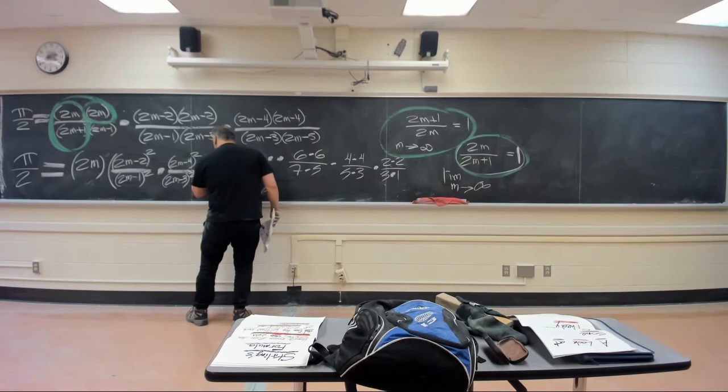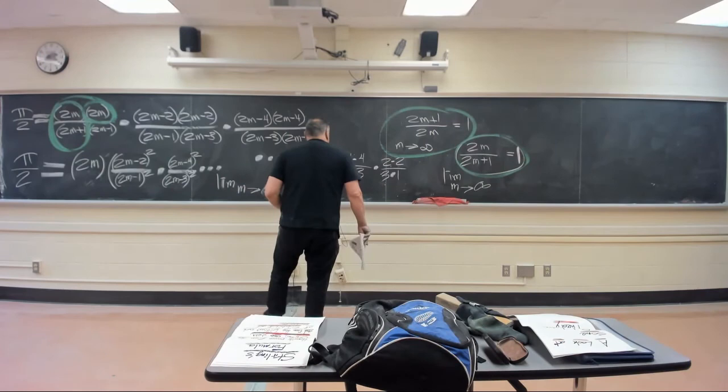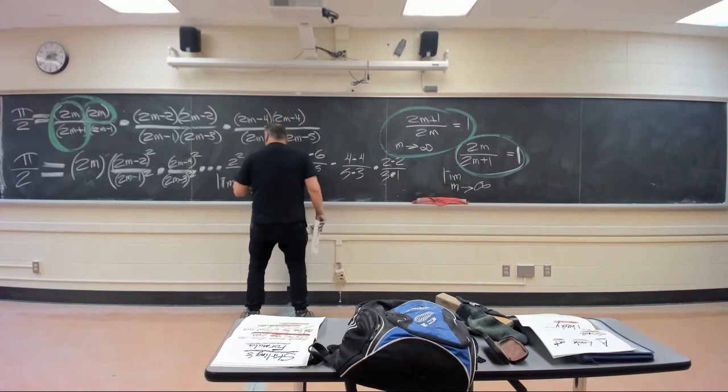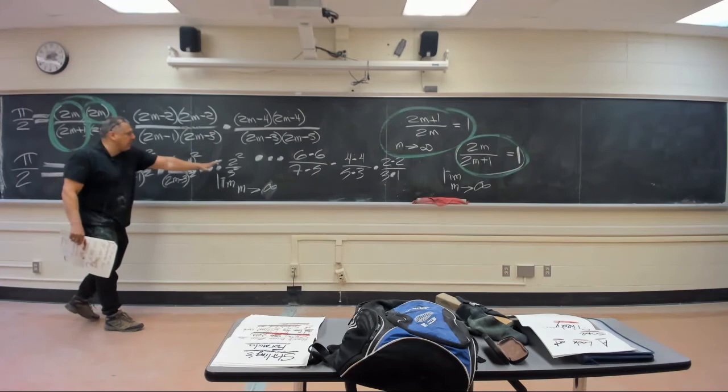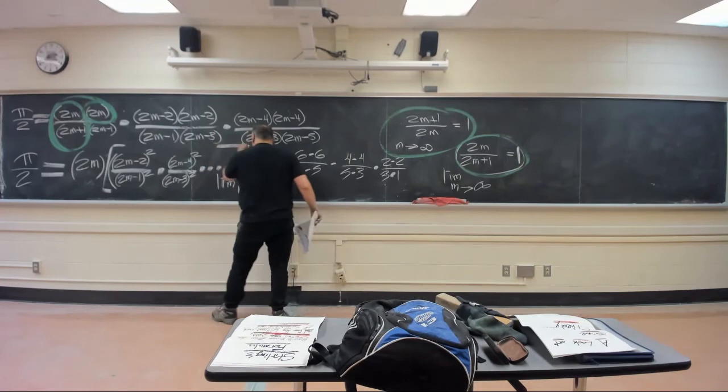At the end of that, I got 2 squared over 3 squared. I got a total of m products. M minus 1 of those products is all these. So it was M minus 1 products, M as in mom minus 1 products, here. And then this was the mth one.